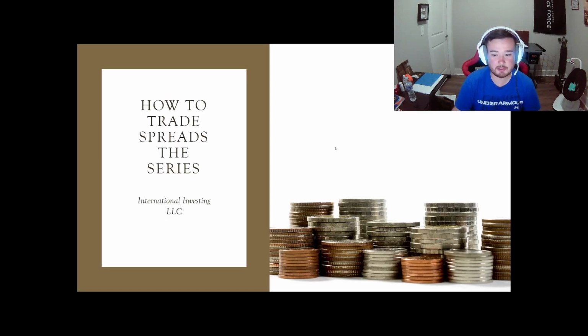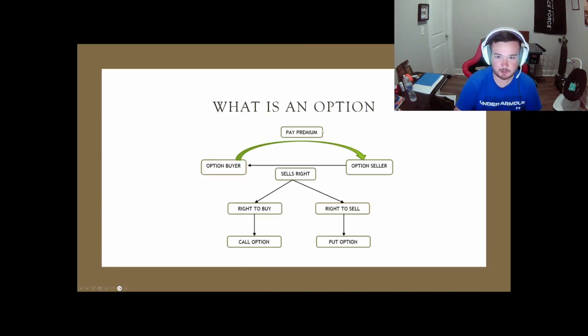How to Trade Spreads, this series by International Investing, of course. So we'll start with options because you have to understand what an option is in order to sell spreads. So there's always an option buyer and an option seller. In order to sell an option, you have to own 100 shares of the underlying, or you have to own 100 shares of stock. In order to buy an option, you don't have to own any stock.